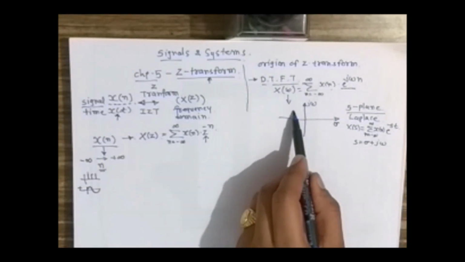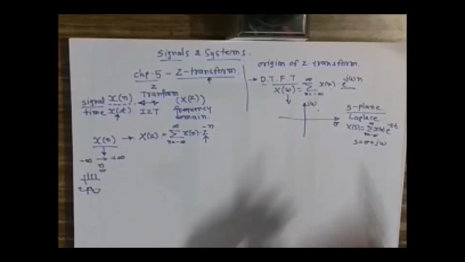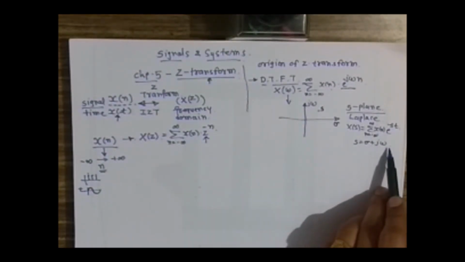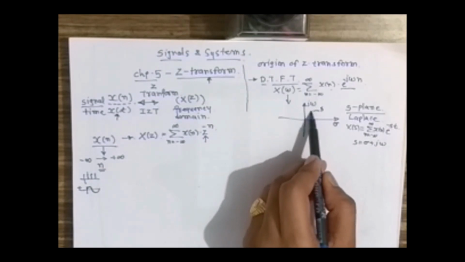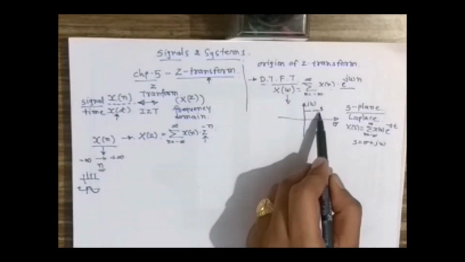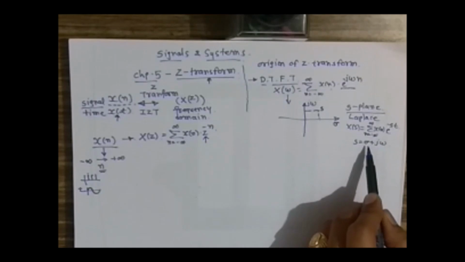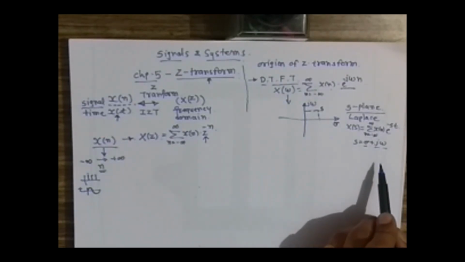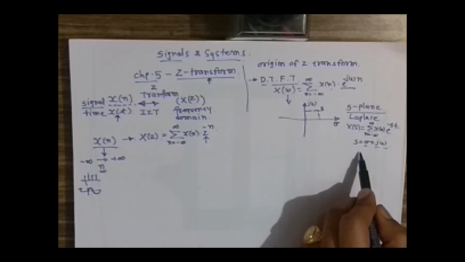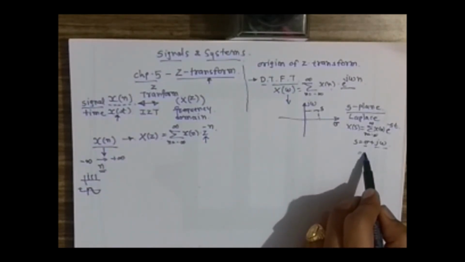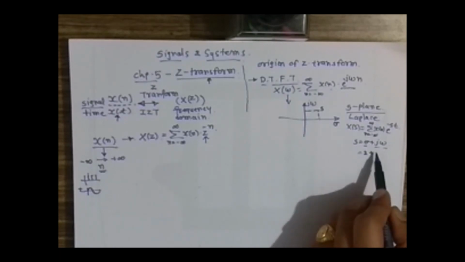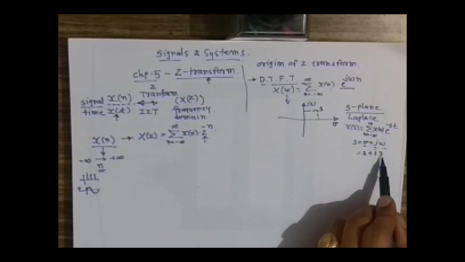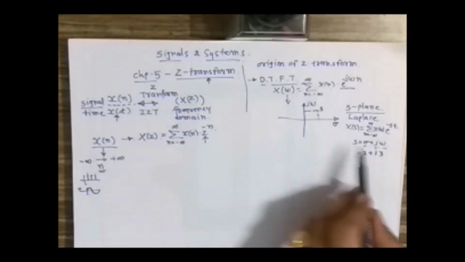It means each and every single point on the S-plane represents s equal to sigma plus j omega. If you project j omega on the y-axis and sigma on the x-axis, that combination becomes sigma plus j omega. For example, let us say sigma is 2 and j omega represents j3. So 2 plus j3 represents a point.